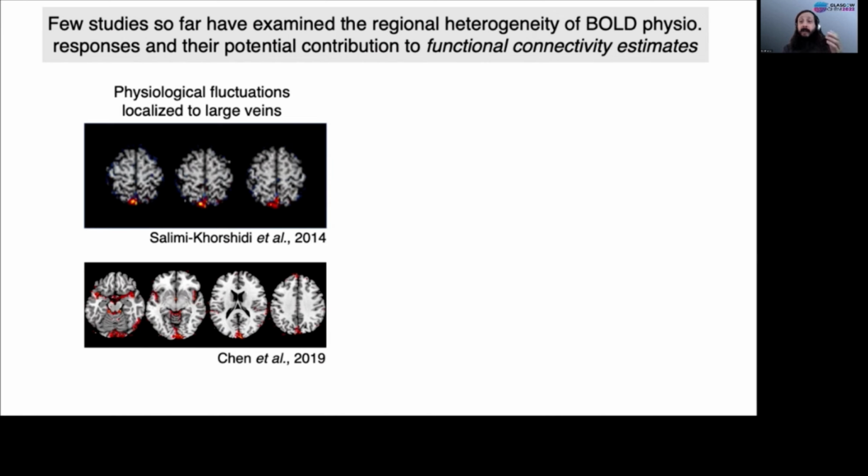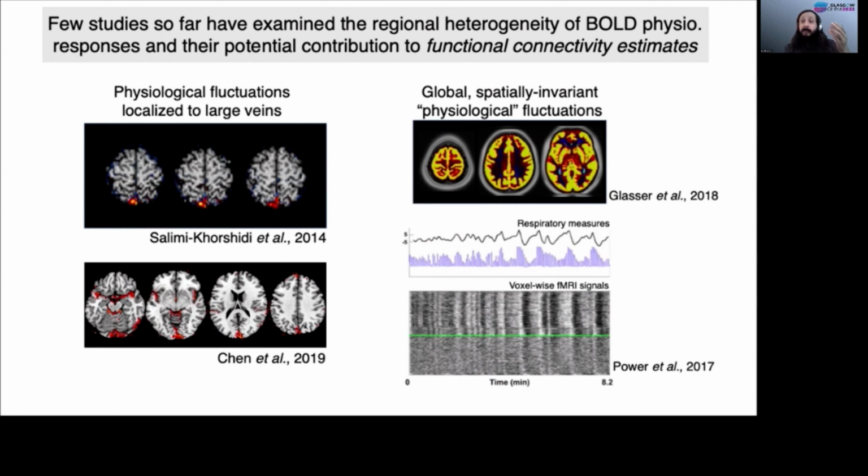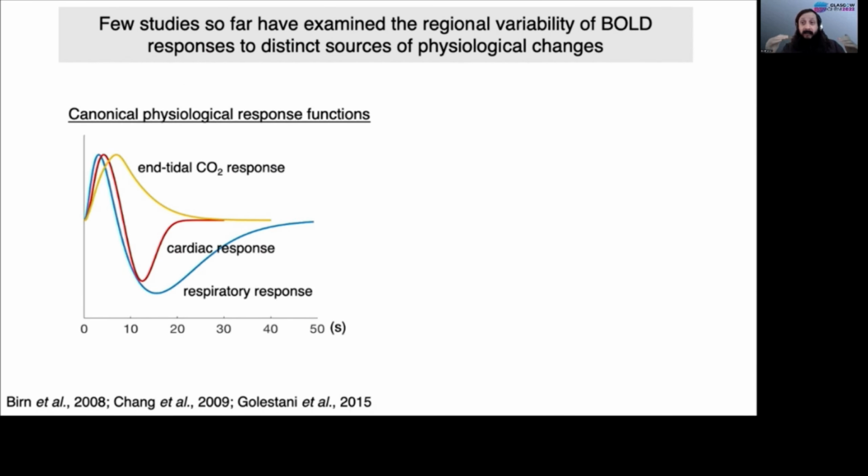Now, physiological fluctuations have been shown to be localized to large blood vessels, as shown here, and so the vascular anatomy appears to shape these physiological patterns. Now, other components, however, are thought to be global and spatially invariant, therefore are unlikely to influence functional connectivity estimates. Now, conventionally, the BOLD response to these physiological signals is considered to be globally similar and is modeled by a single canonical response function, including the responses to cardiac, respiratory, and CO2 changes as shown here.